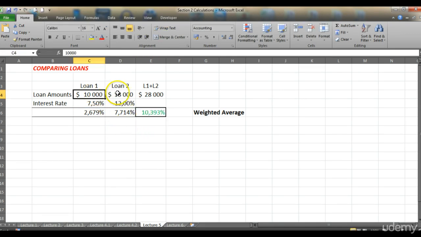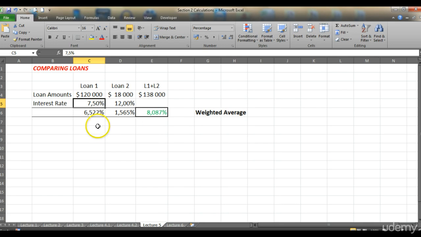Okay, so here we also can play around and change the sums. Here, for example, we can change the percentages, everything.